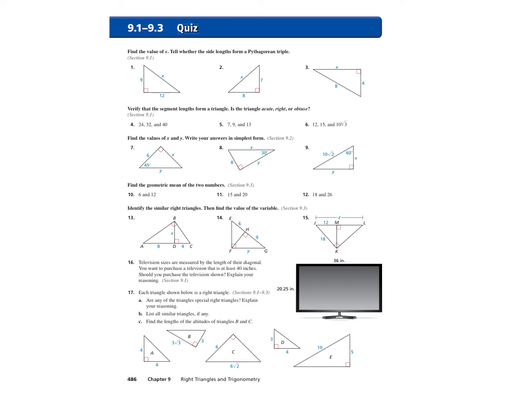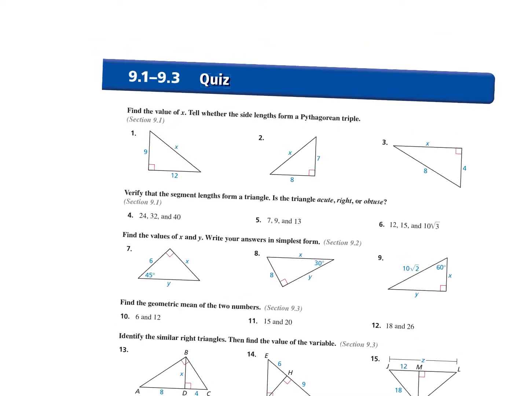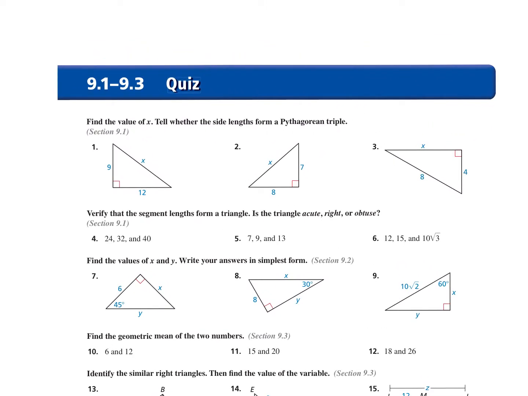Now, are there any questions on this? Let's just take it in order. Does anybody need to see 1, 2, or 3 worked out? Okay, these were just straight Pythagorean theorem: a squared plus b squared equals c squared.